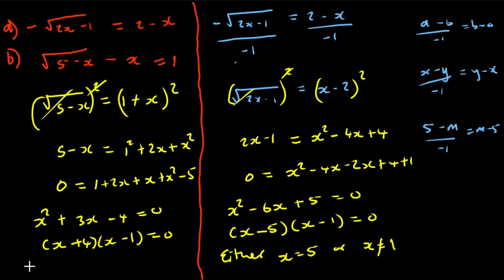So it's either this bracket is equal to 0 will give us x is equal to negative 4, or x is equal to positive 1. So look at this. If we plug in negative 4 here, square root of 9 minus 4, the answer is not going to be equal to 1. So this one is wrong, but the other one is correct.